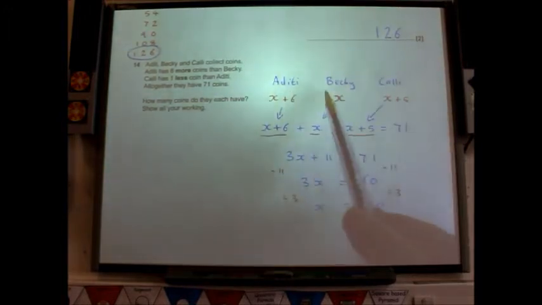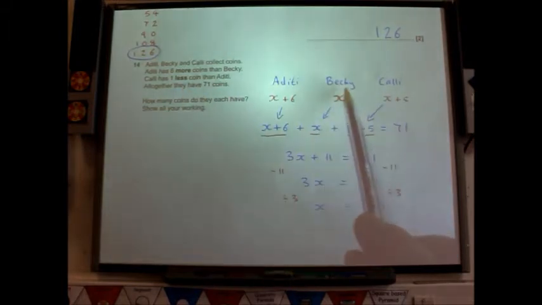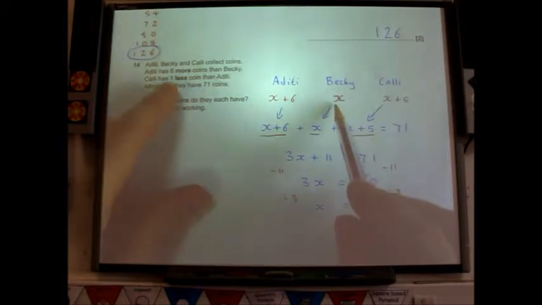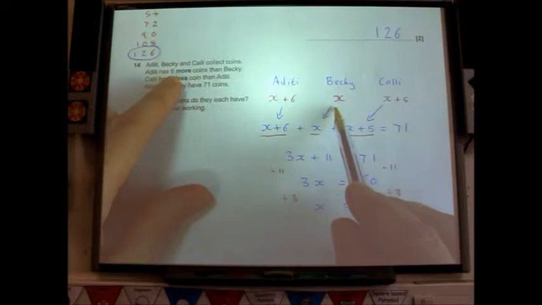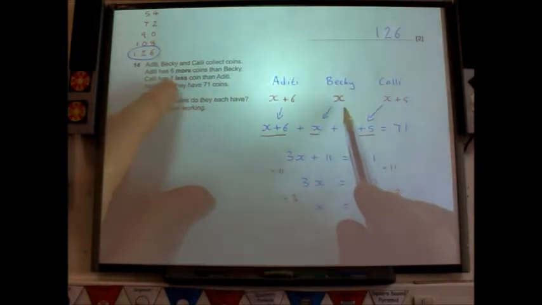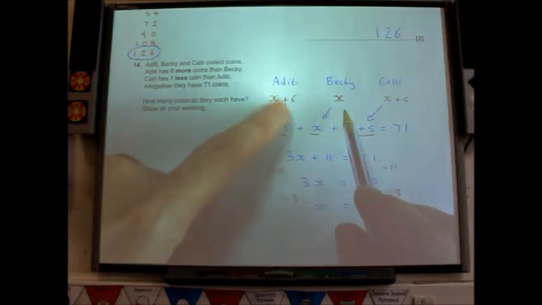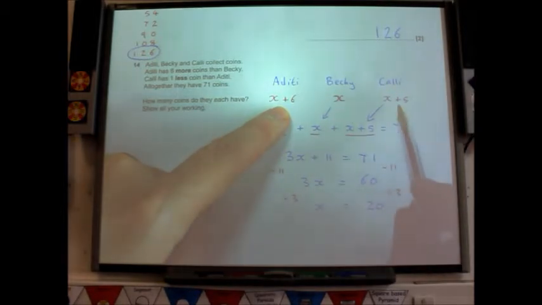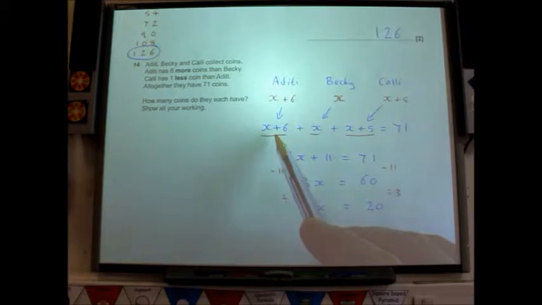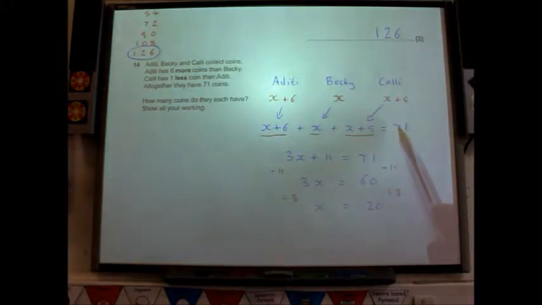I've written their names up the top, and I've called Becky x. That's how many coins she's got. The reason I've done that is because it says Aditi has 6 more coins than Becky, so that means she's got x add 6. And Callie has 1 less coin than Aditi, so that's how many Aditi had, so Callie's got 1 less than that, so she's got x add 5. So because you know there's 71 altogether, that add that will equal 71.